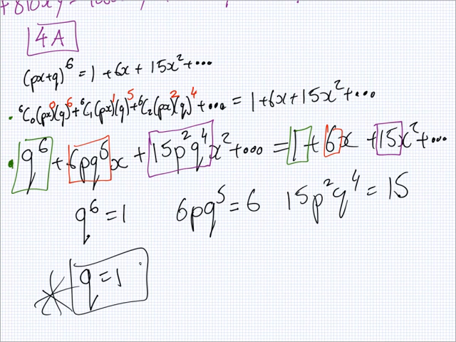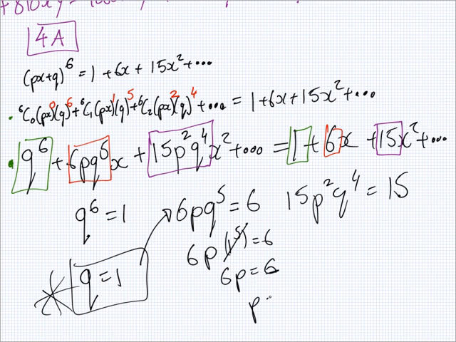1. Okay, so you have one answer already. Now put that answer in here. 6 times p times 1 power 5. What's 1 power 5? 1. So you have 6p equals 6. So what does p equal? 1. Yeah, you're right the first time. So p is 1 and q is 1. And that's it, you finish that one then.